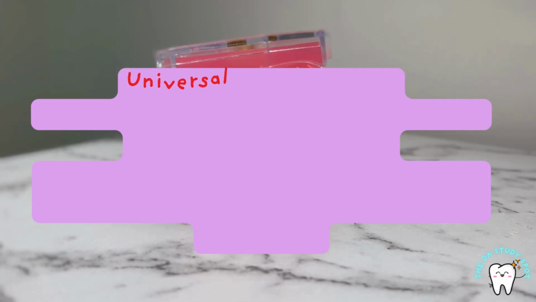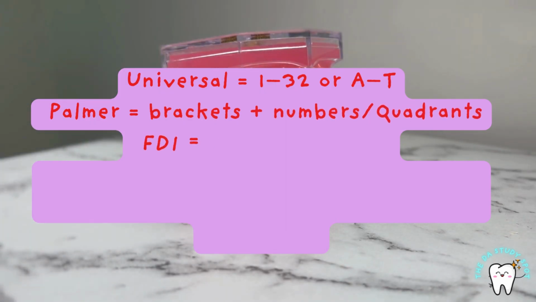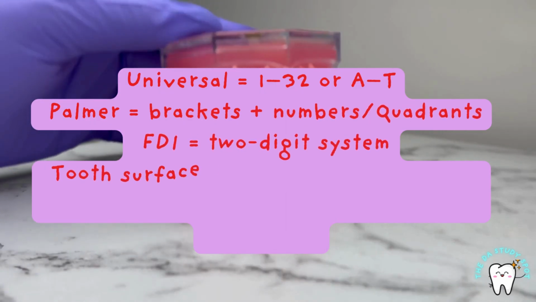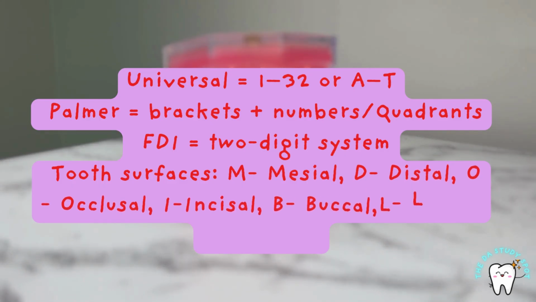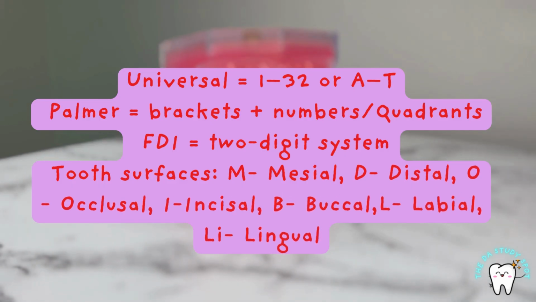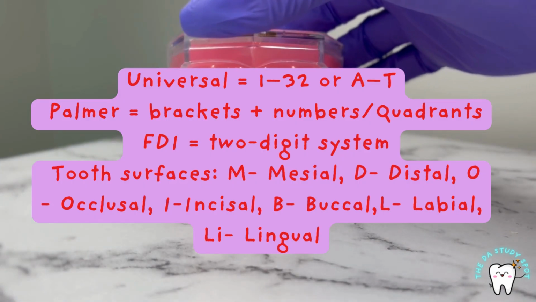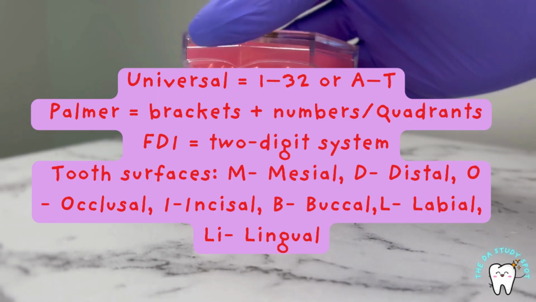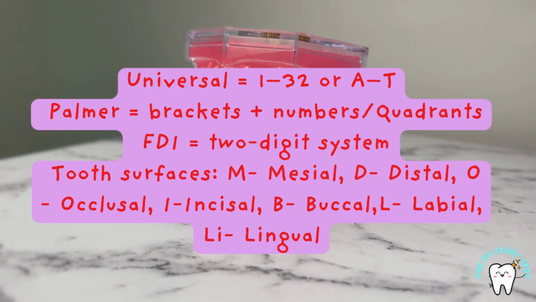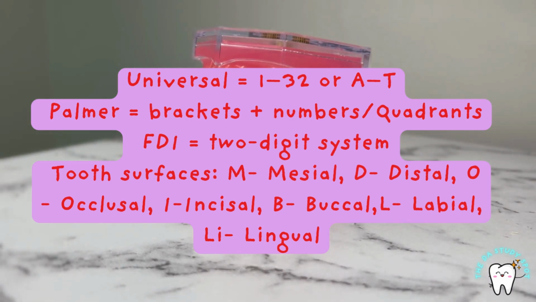All right, quick recap before the quiz. Universal equals 1 to 32 or A through T. Palmer equals brackets plus numbers, or quadrants. FDI equals 2-digit system, so all teeth have 2 digits. And last but not least, tooth surfaces. M for mesial, D distal, O occlusal, I incisal, B buccal, L labial, L-I lingual. Keep these straight and charting will be a breeze.